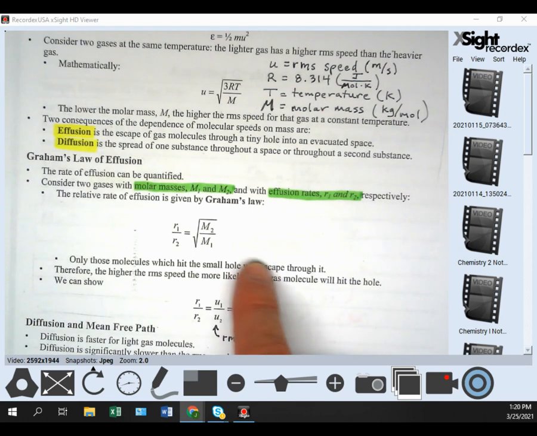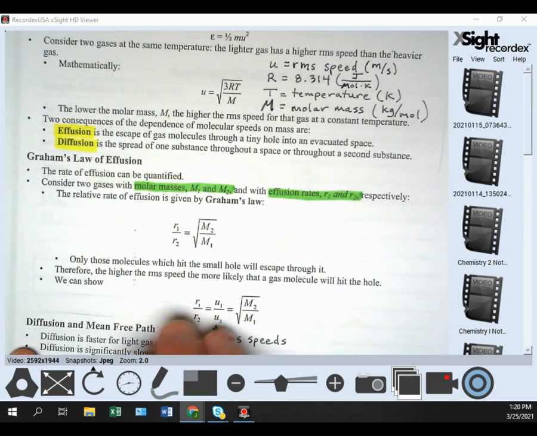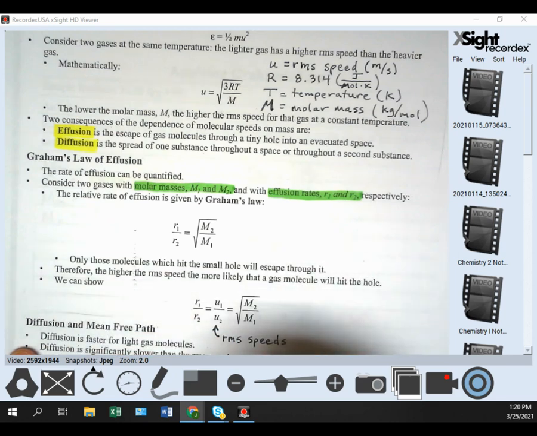If you've ever been stuck behind a semi at a stoplight, you know how that goes. It takes forever to get moving, right? So the smaller the molecule is, the faster it'll go, which means it'll effuse faster as well, usually.